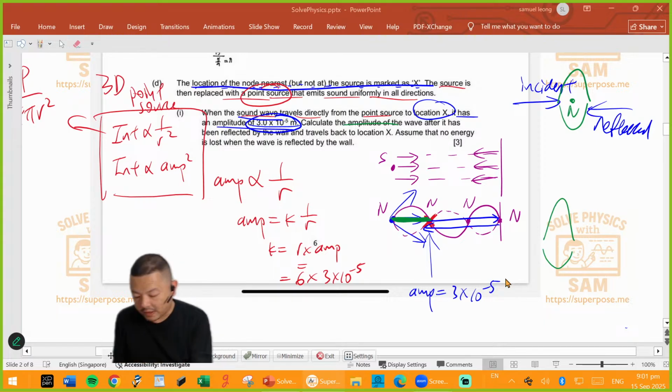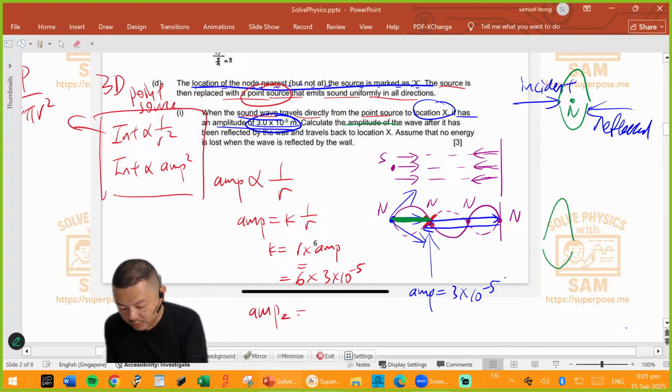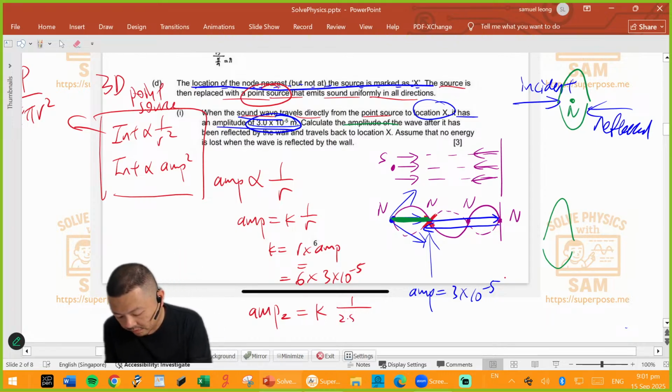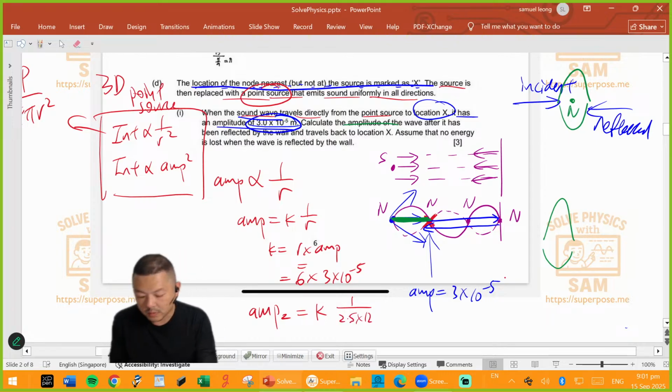So then we find out what's the second amplitude. Amplitude 2 will be basically K and 1 over this time around R will be what, 2.5 wavelengths. So 2.5 times 12, right? 2.5 times 12. And K is this value, right? So that gives you a direct calculation.